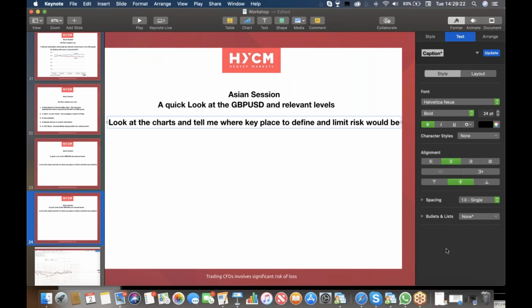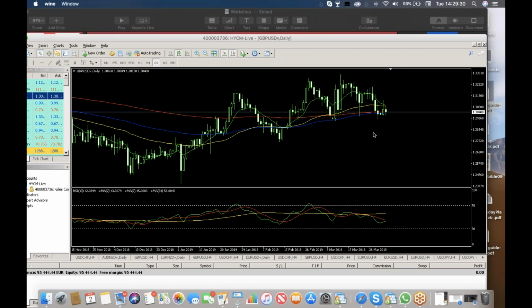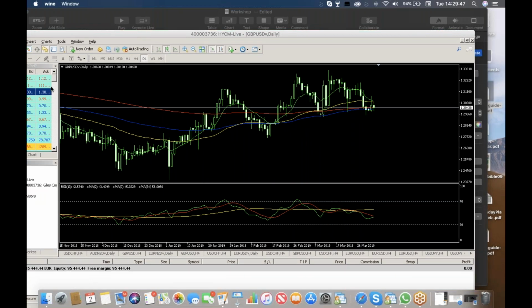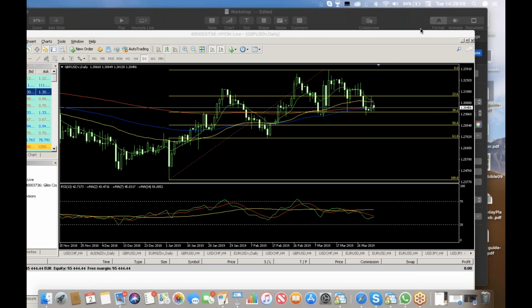So let's say that we're looking for prices at this point. Where would we want to define and limit our risk if we thought a deal is going to get done in the next couple of days? We'd expect the deal to be done. Where would be a good place to define and limit your risk? Having a look at those charts. Remember, we use moving averages. We also use Fibonacci retracements. And where would be a really good place to define and limit risk? Have a little look for me now.